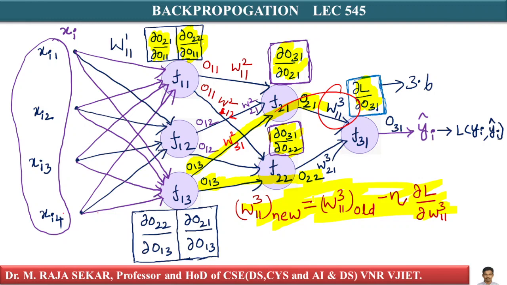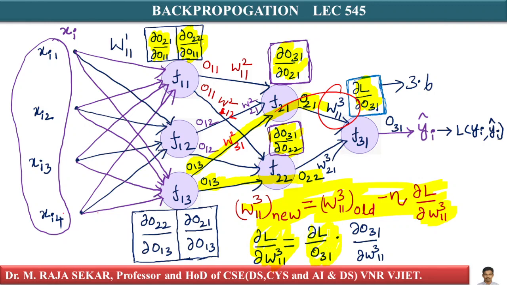How can I calculate this derivative? This derivative dou L by dou W311 is equal to dou L by dou O31 times dou O31 by dou W311. This I already discussed in my previous lectures. I can compute both of these derivatives, the first derivative and also the second derivative.